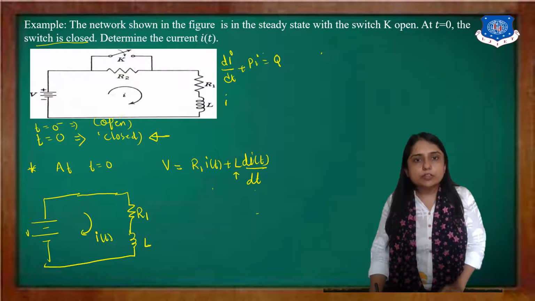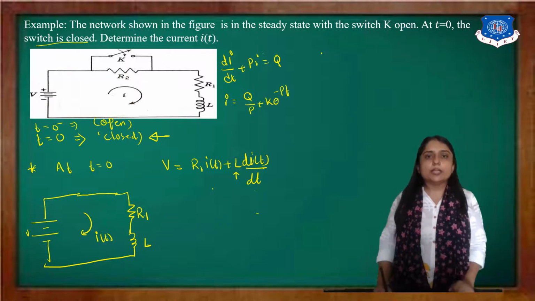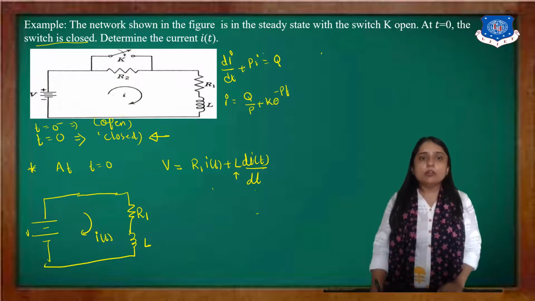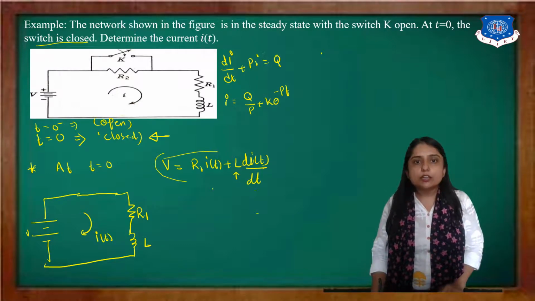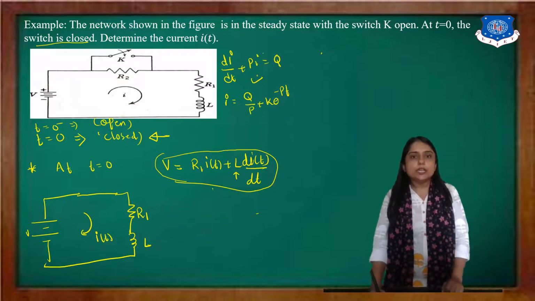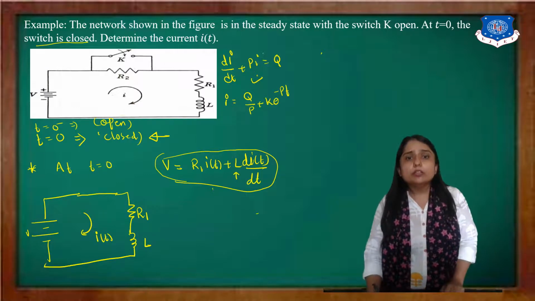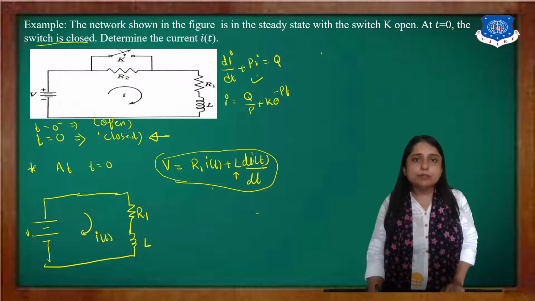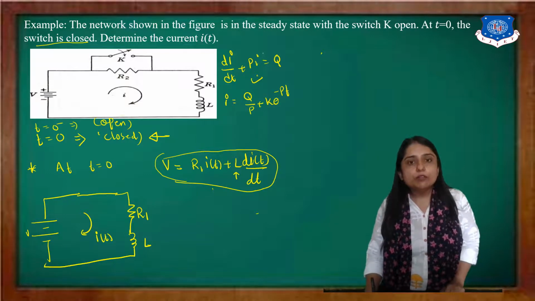And the solution of this equation is I equals q by p plus k into e raised to minus pt. So somehow we have to convert our equation into this form, that is di by dt plus p into I equals q. Here nothing is multiplied with di by dt, but in our equation we have L. So we will divide this equation by L. So here we get V by L equals R1 by L I of t plus di by dt.